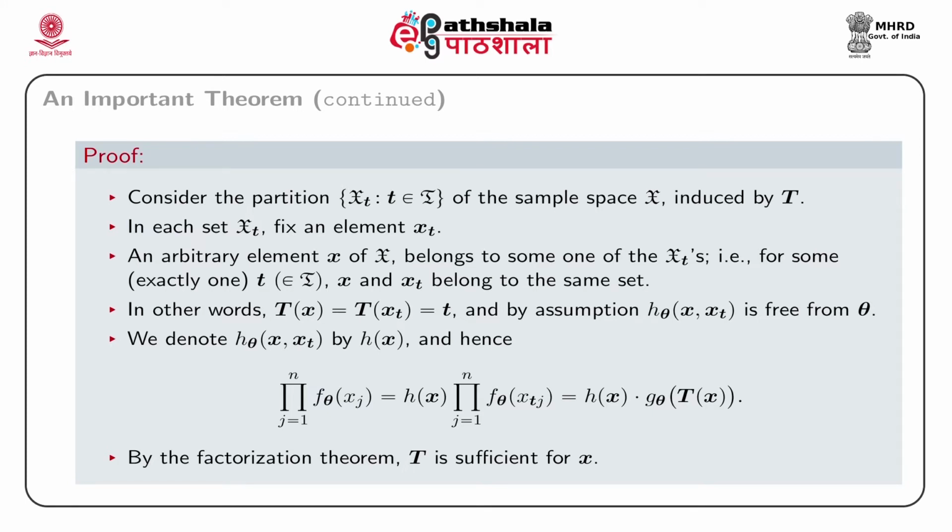Hence, we write product over i from 1 to n f_theta(x_i) equals product over i from 1 to n f_theta(x_ti) into h(x), which can be written as g_theta(T(x)) into h(x), where x_t is a vector valued statistic which is x_t1, x_t2 up to x_tn. Then by the factorization theorem, the statistic T is sufficient for the parameter theta.